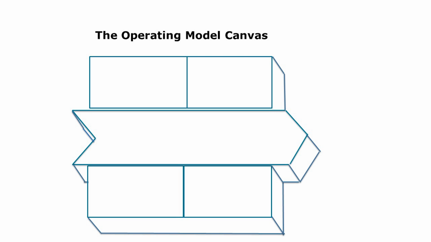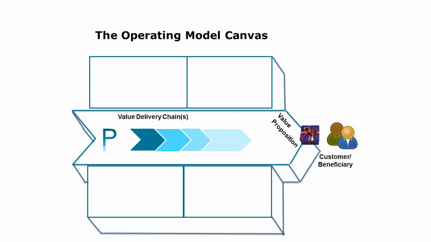So the first part, and the most important bit, is the arrow shape in the middle of the canvas. This arrow shape is for writing down on post-it notes the main work that needs to be done in the organization to deliver the value proposition to the customers or beneficiaries of the organization. So it's the work steps or the value chain that's required to deliver the value proposition.